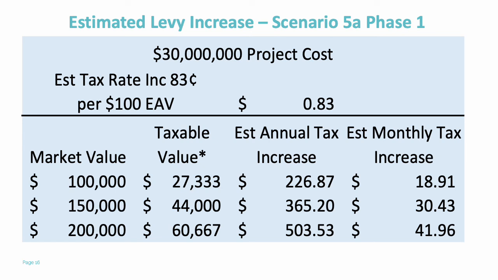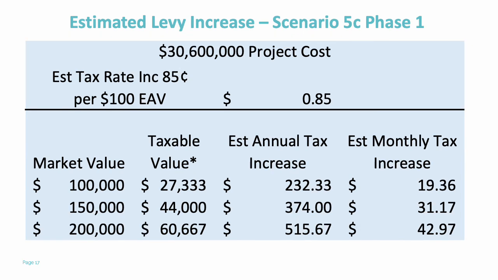Now, as introduced at our last meeting, CES number 2, these budgets have varying impacts on taxpayers. 5A, Phase 1, at $30 million, results in approximately an 83-cent tax rate. That increase results in about $365 a year for a $150,000 home, roughly $1 a day. That of Scenario 5C is just slightly higher, at 85 cents, and about $374 a year for a $150,000 home, or about $31 a month.